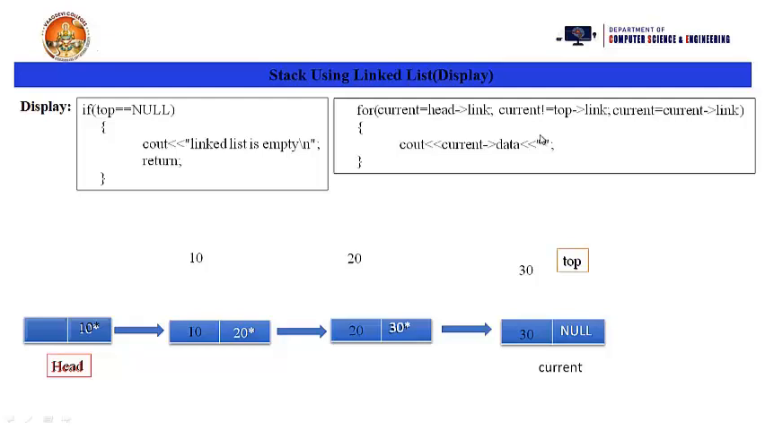So we need to check the condition now, current not equal to top tends to link here. Both are pointing to the same: current equal to null and top equal to null. So we need to stop this procedure here.